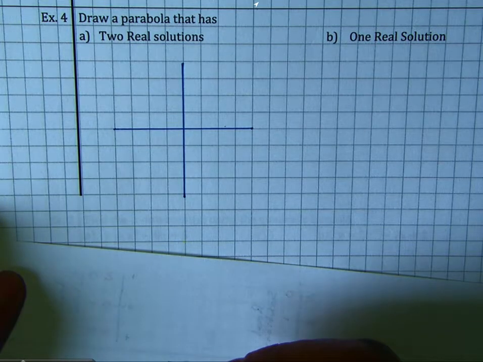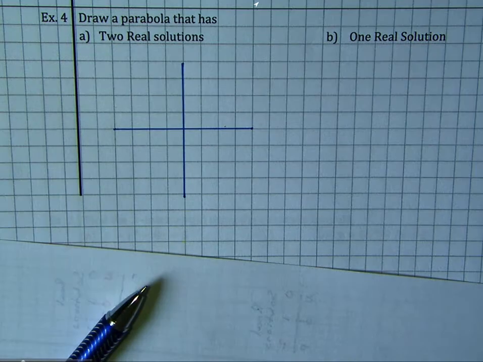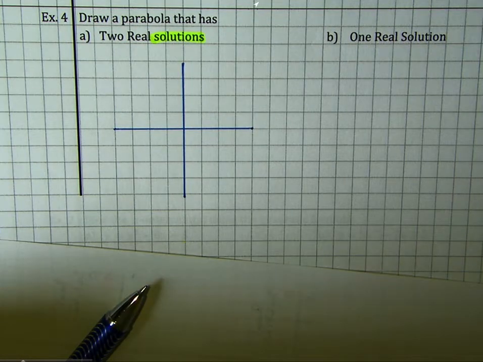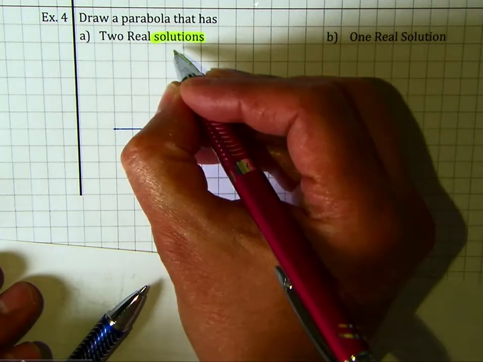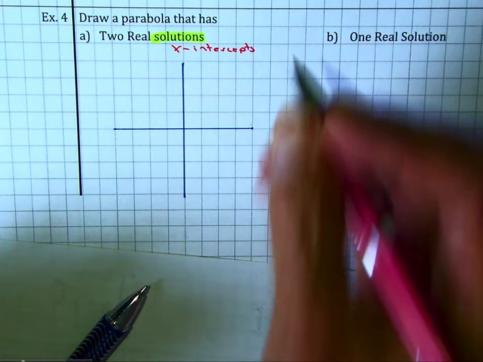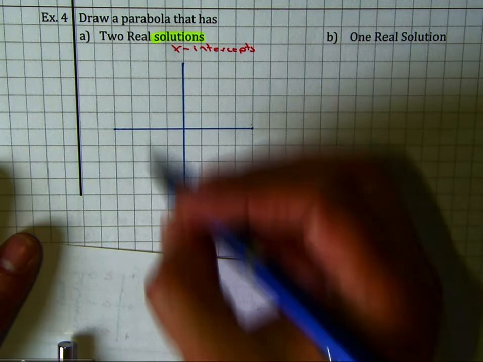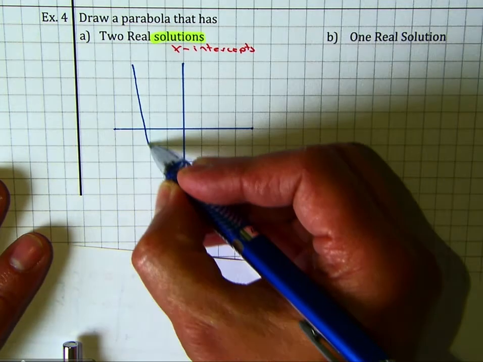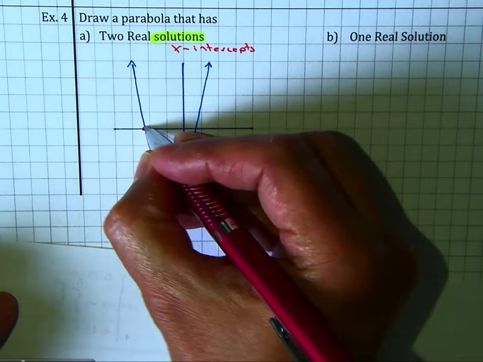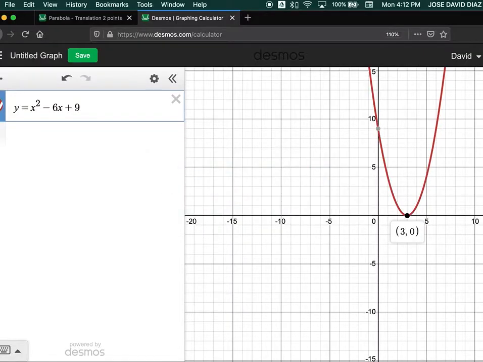So I'm going to make an x and y axis, just a very quick sketch. I just want to draw a parabola that's going to have two real solutions. One of the things you have to remember is that your solutions are your x-intercepts. So I just want to find a parabola that crosses the x-axis twice. I'm just going to do crosses once, crosses twice, and that's it. It has 1, 2.